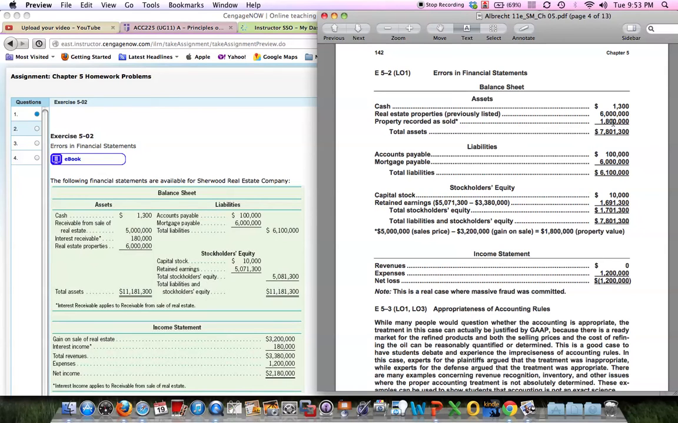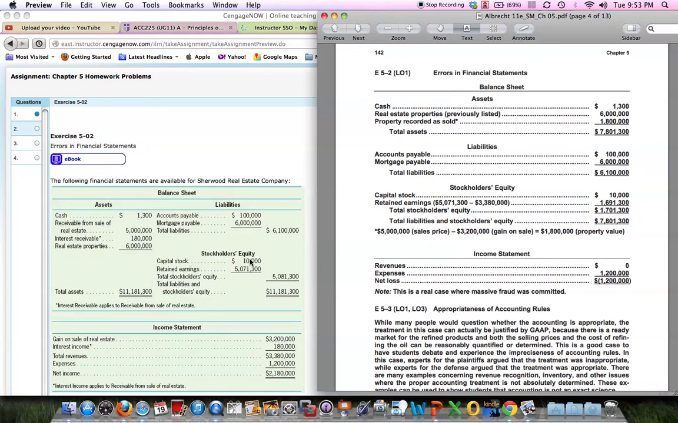What's different, though, on the right side is this property recorded as sold, $1.8 million. And so you have the $5 million sales price minus the gain on sale, the $3.2 million. So this $5 million sale price and the gain down here of $3.2 million equals a $1.8 million property value. Okay, so we're going to put that in right here, and that's probably the line that threw most of you off if you got this wrong, this $1.8 million line. On accounts payable and mortgages payable, those stay the same, $100,000 and $6 million.